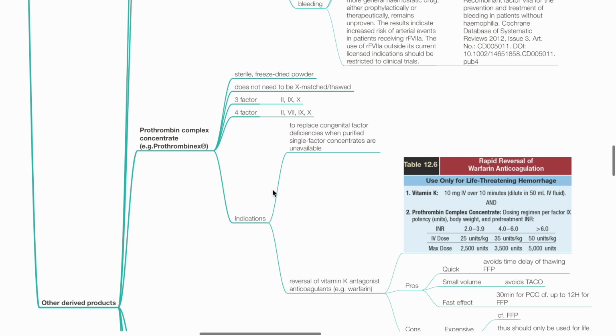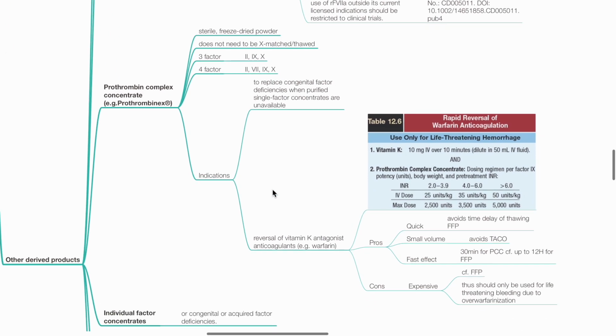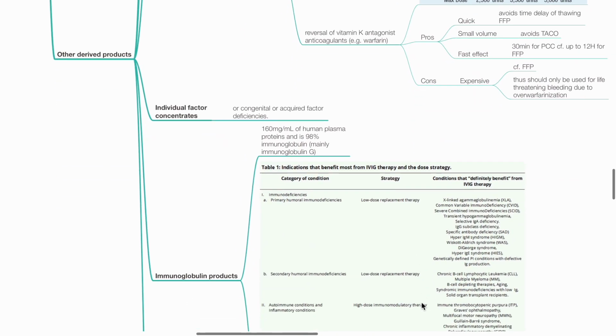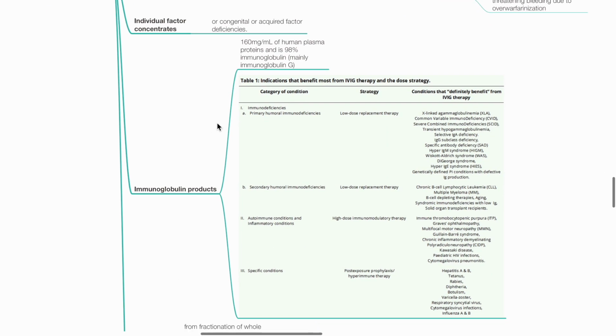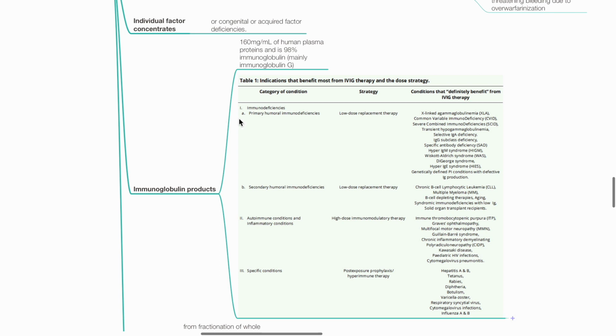It is indicated to replace congenital factor deficiencies when purified single-factor concentrates are unavailable. It is also used in the reversal of vitamin K antagonists such as warfarin. Pros include that it is quick, it is delivered in small volume, and has fast effect. Cons: it is expensive. Individual factor concentrates are available for congenital or acquired factor deficiencies. Immunoglobulin products, such as IgG, are used in immunodeficiencies, immunomodulatory therapy, post-exposure prophylaxis, and hyperimmune therapy.